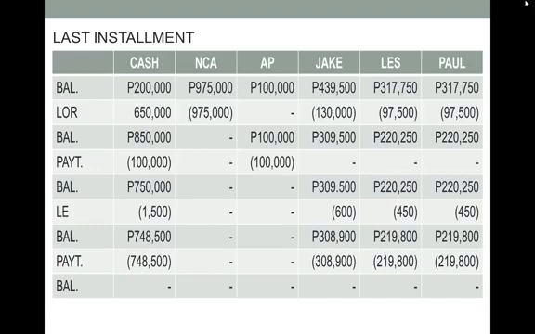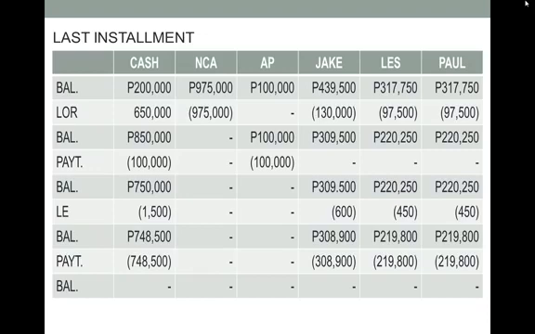So, in this last installment, we repeat the process. But this time, wala na tayong cash withheld na gagawin. Only determination of loss from the sale of non-cash asset, payment of outside creditors, and payment of liquidation expense. And payment to partners.